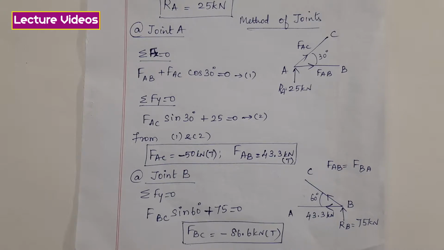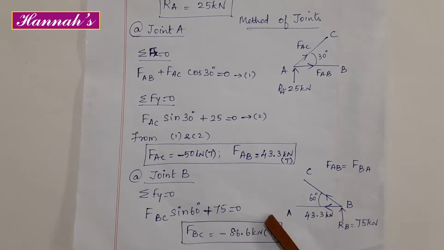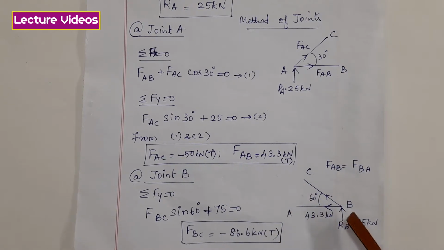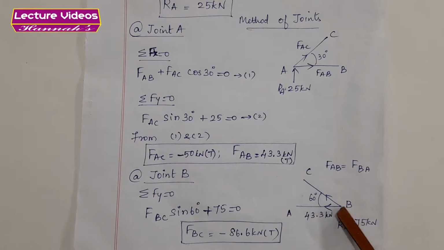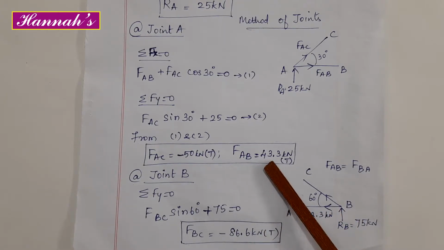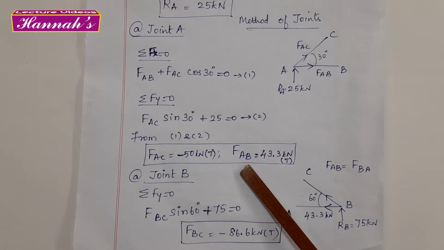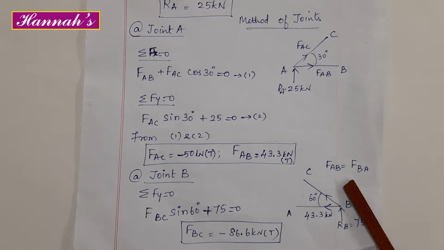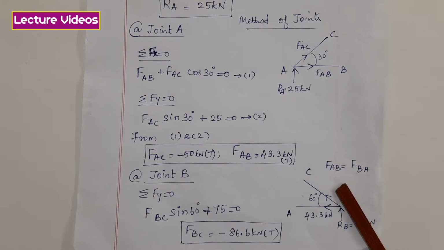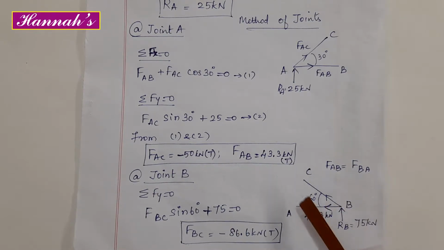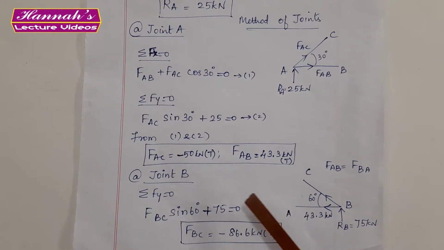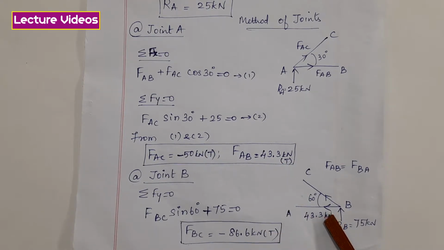At joint B, there are two members coming out, BA and BC. The force in BA is determined as 43.3 kilonewton tensile. Force in AB is same as force in BA. Both the ends of the member have the same type of force. If one end has a tensile effect, the other end also will have a tensile effect.